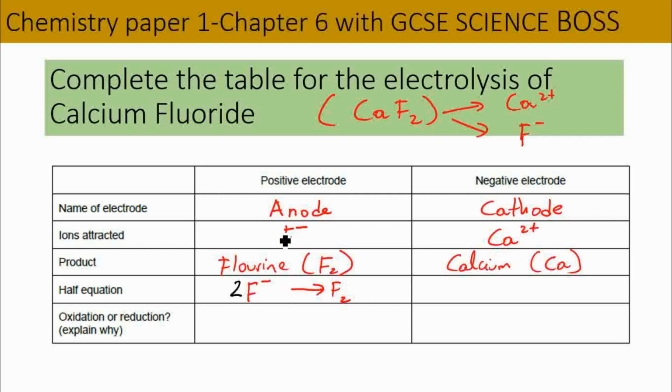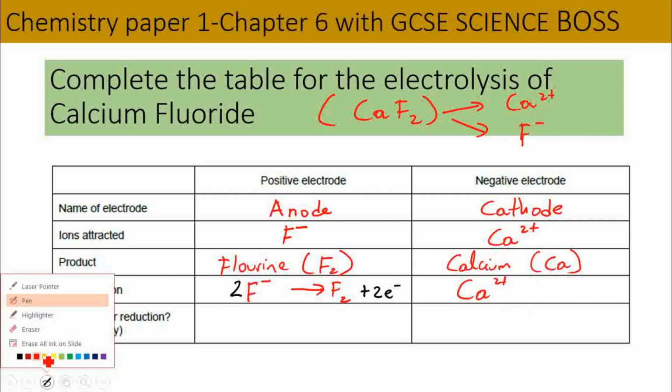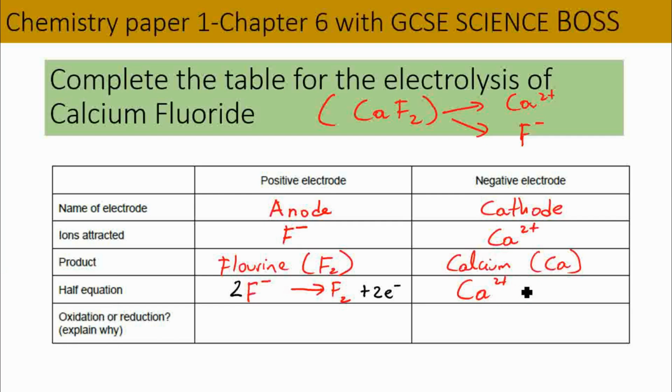What process takes place at the anode? That process is called oxidation. Oxidation is the loss of electrons, and I'm going to put those 2 electrons lost on the product side. Okay, let's go to the next side. So it's going to be Ca2 plus. It's going to gain 2 electrons. Alright, so it's the same 2 electrons which are lost on this side.